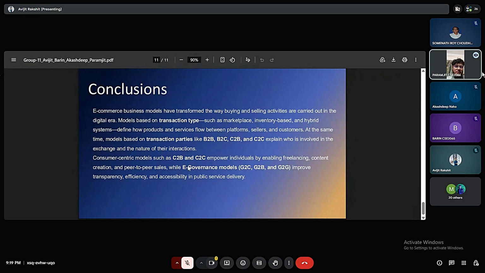To conclude, e-commerce business models have completely changed how buying and selling happens today. Models based on transaction types like marketplace and inventory-based models explain how transactions occur. Consumer-centric models empower individuals, while e-governance improves public service delivery. Overall, these models together make digital commerce more efficient, accessible, and user-friendly.